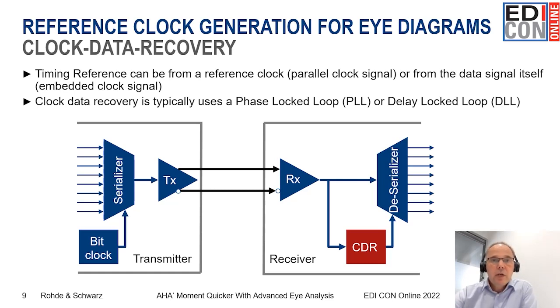The clock data recovery is typically based on a phase lock loop or a delay lock loop, so a PLL or a DLL. This means if I now want to test some signal with test and measurement equipment, I need to have a kind of clock data recovery in order to see the signal with the timing information of the signal itself.